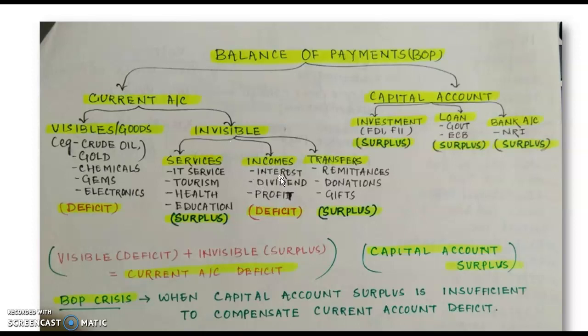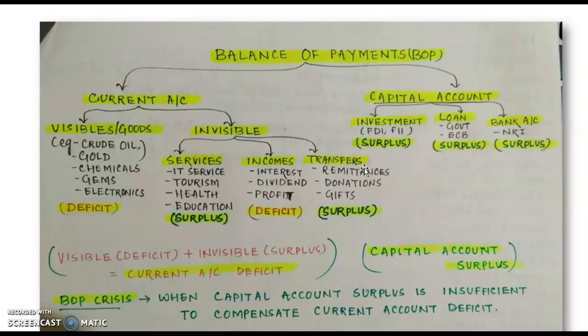Here in this category, under income, we have deficit because more foreigners are investing in India, while fewer Indians are investing outside. As they are investing in a smaller number of entities outside, we are getting less income. Here, as they are investing more, they are getting more income. As we are giving more than we are receiving, we have deficit, right?